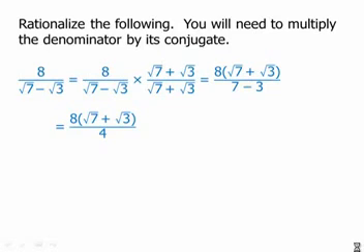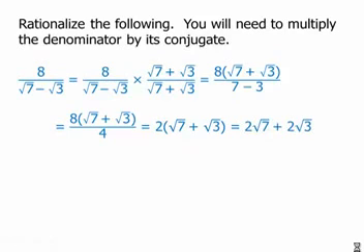And then cancel 8 divided by 4. And we get 2 times root 7 plus root 3. And that is the fully rationalized form. Now we can distribute if we want to, it doesn't matter. The answer could be written in either of those last two forms.